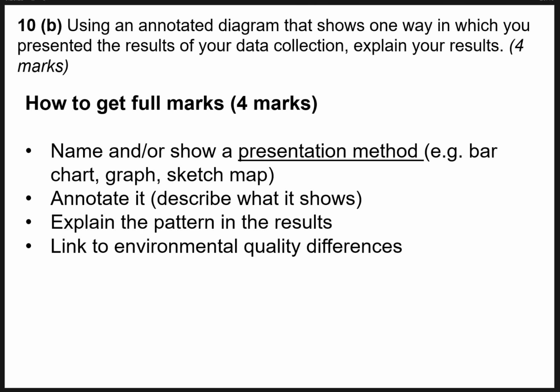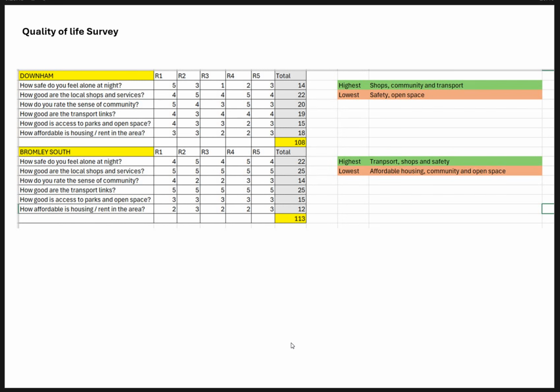You need to know about a presentation method, and you would have done these presentation methods already. So a bar chart, a graph, a sketch map. Annotate it, so by annotation we're explaining our results, so we're describing what it shows. Explain the pattern in the results, and also link that to the environmental quality differences. So your quality of life survey probably looks something like that. If you've done a questionnaire survey on the quality of your area, and you're asking 5 different respondents what they thought, and you scored it, you probably had data like that.